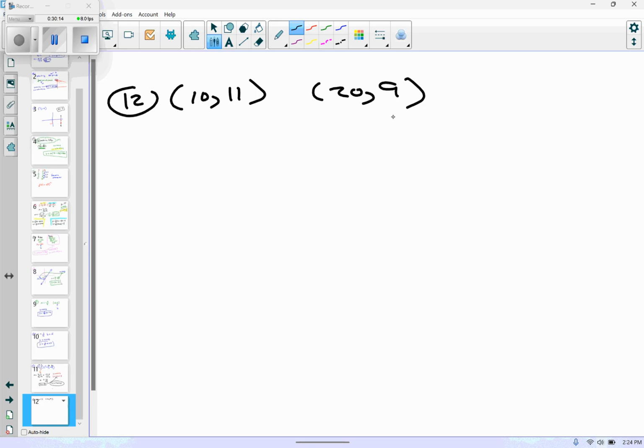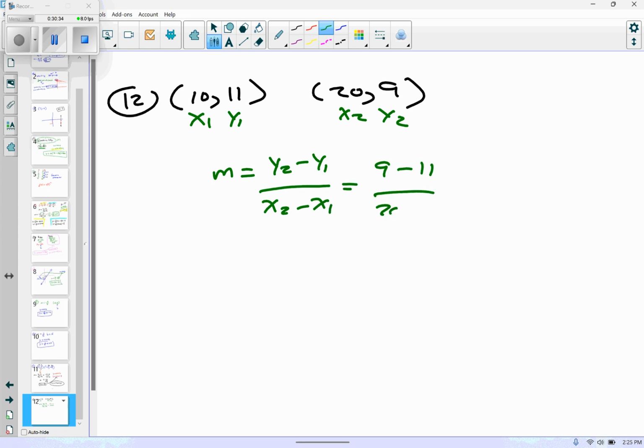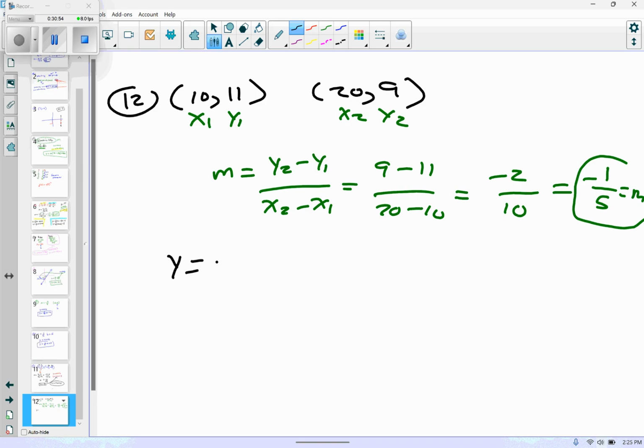Okay, are either one of those the y-intercept? Nope. All right, so the go-to on this is I'm going to say x1, y1, x2, y2. Let's find the slope. So I'm going to get 9 minus 11, 20 minus 10. So that's negative 2 over 10. I think that reduces to negative 1 over 5. There's our slope. All right, friends, we don't have the b value. So that means I got to use this equation.